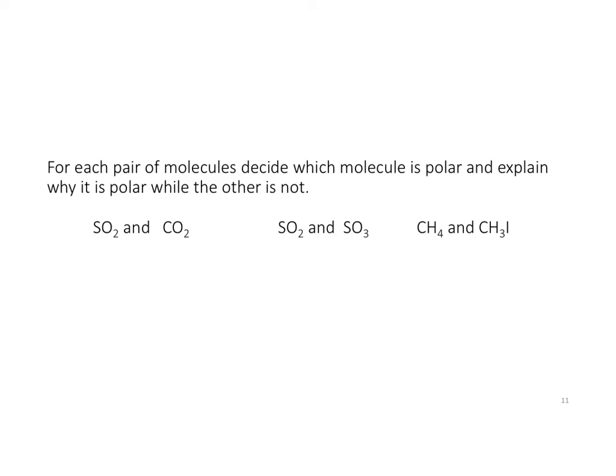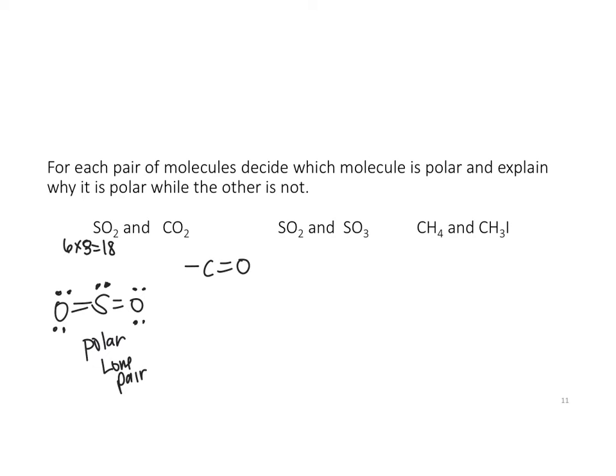For each pair of molecules, decide which molecule is polar and explain why it is polar and why the other is not. Okay, so SO2. And let's see how many valence electrons we have. 6 times 3 is 18. So 1, 2, 3, 4, 5, 6, 7, 8, 9, 10, 11, 12, 13, 14, 15, 16, 17, 18. Polar. Has a lone pair.